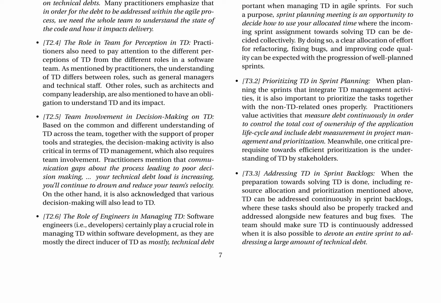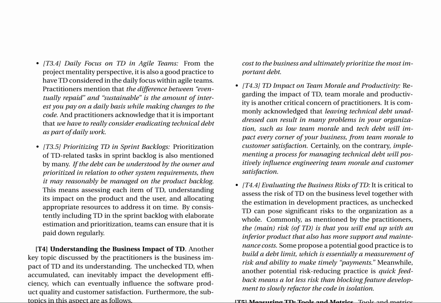To pay down TD in agile sprints, teams must allocate resources, prioritize tasks, and address TD in sprint backlogs. Prioritizing TD-related tasks in sprint backlogs is essential, and teams should assess each item of TD, understanding its impact on the product and user. Consistently including TD in sprint backlogs with elaborate estimation and prioritization ensures that it is paid down regularly.